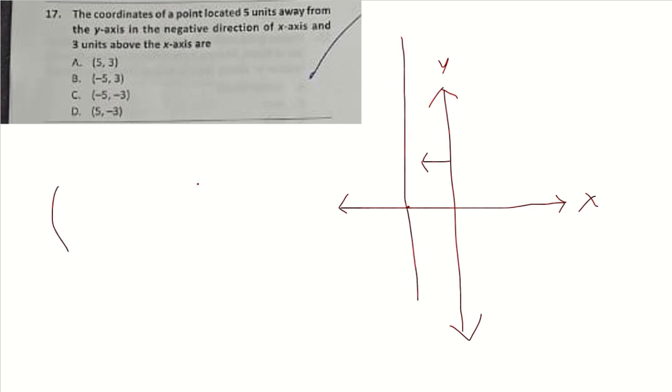So if this is our coordinate, x is equal to negative 5, and we are given that it is 3 units above the x-axis. So 1, 2, 3, it will be on this plane. So the point where these two meet, 3 units above the x-axis, means the y coordinate will be 3. Option B, minus 5 comma 3.